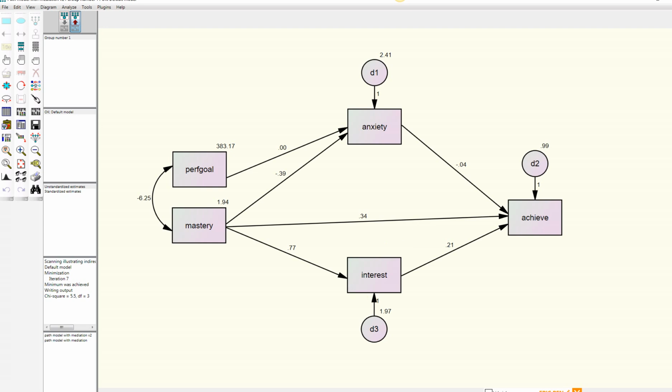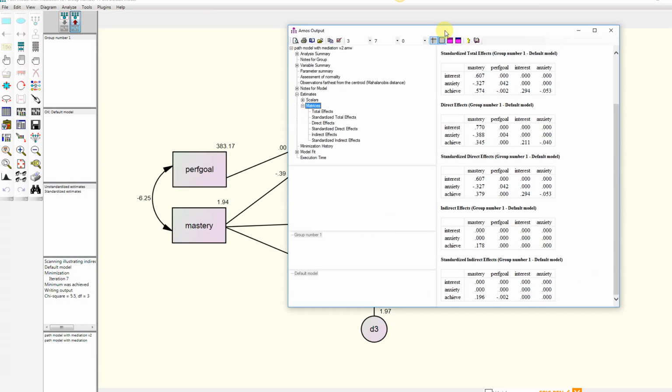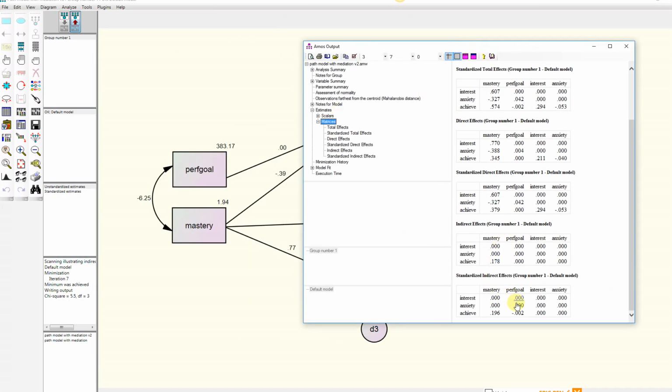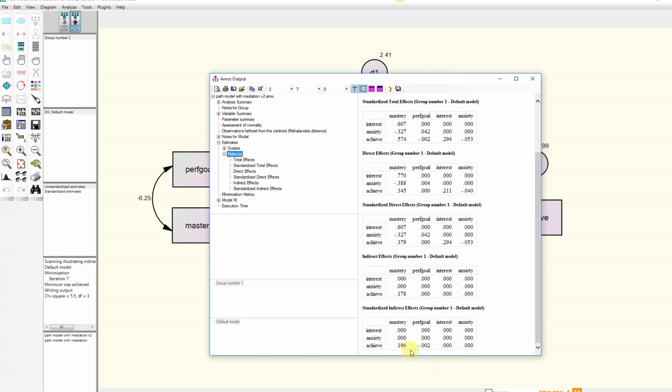And so the unstandardized indirect effect of mastery on achievement, in this particular case, it's important to note that this basically is taking mastery to achievement, and it's summing up two routes. So it's basically taking this coefficient here, multiplying it by this coefficient here, and then it's taking this coefficient here and multiplying it by this here, and then summing those two indirect effects together to give you basically a total indirect effect. So the total indirect effect of mastery on achievement is 0.178, the unstandardized indirect effect.